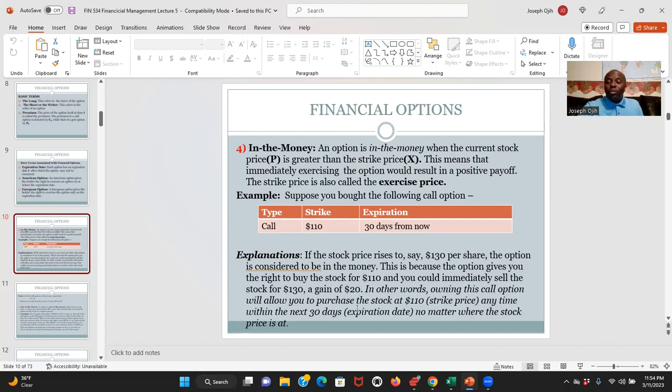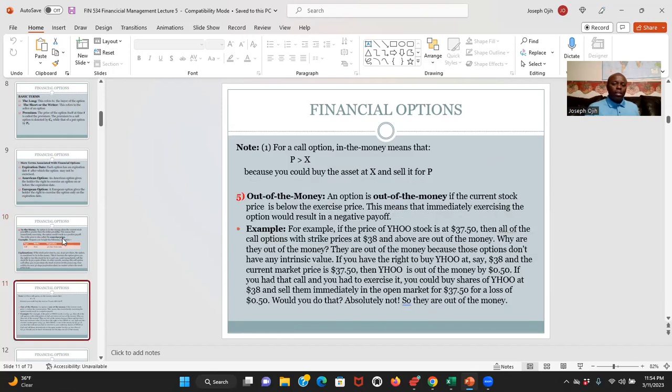In other words, owning the call option will allow you to purchase the stock at the 110 strike price anytime within the 30-day period and then sell it and make money. So that kind of option, we say that it is in the money because the stock price P is greater than the strike price X. So for a call option that is in the money, the price P is greater than the strike price.